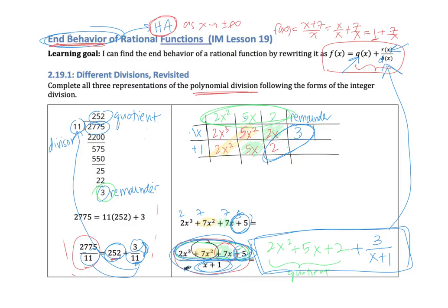up here, which is what our ultimate goal is: to understand how to do that long division so we can get it in this form up here, where this is the quotient, and then you put your remainder over whatever your divisor is. Now, how could we do it this way? It's also the same as saying, if we multiplied x plus 1 times 2x squared plus 5x plus 2, and then we added our remainder of 3, we would get 2x cubed plus 7x squared plus 7x plus 5 as a result.